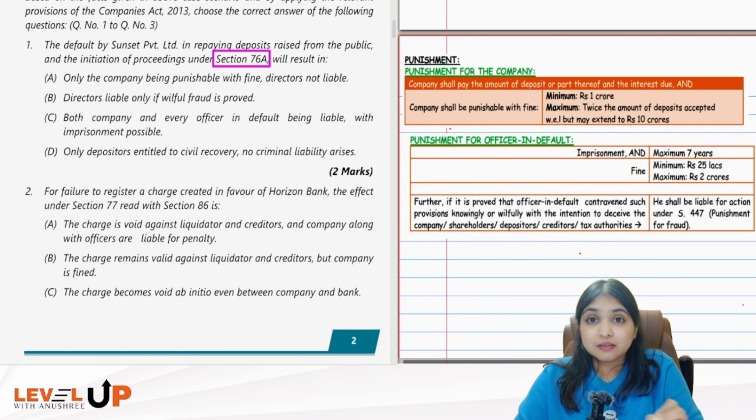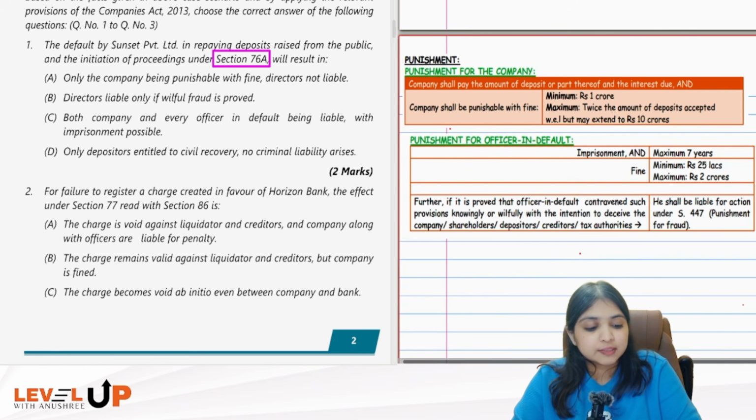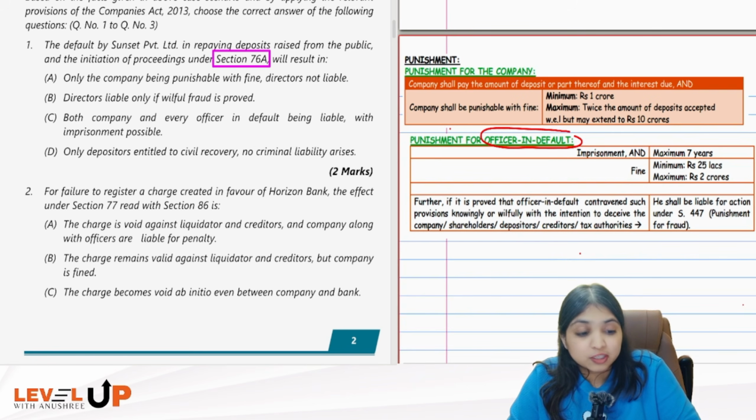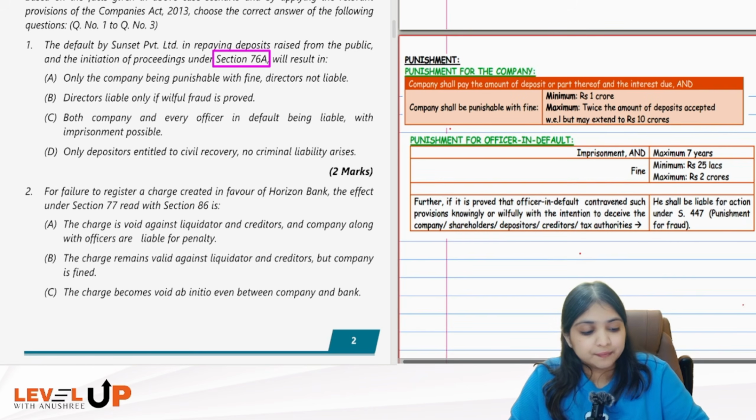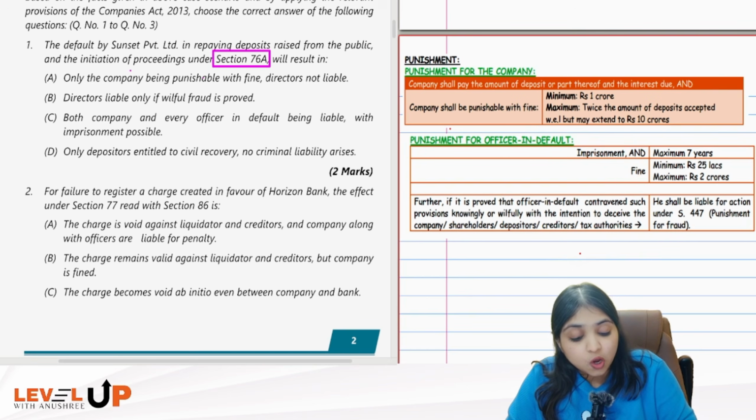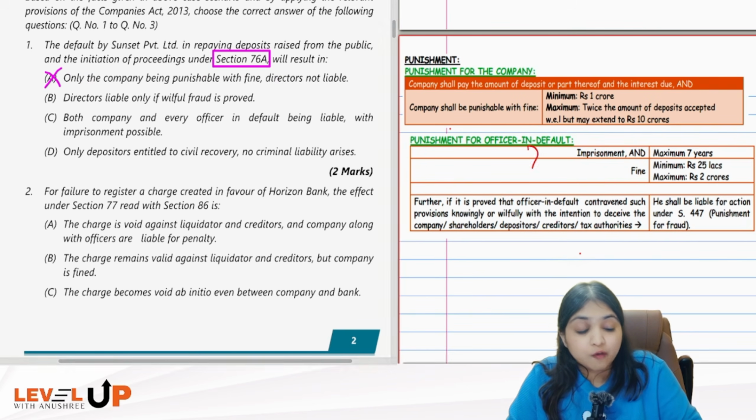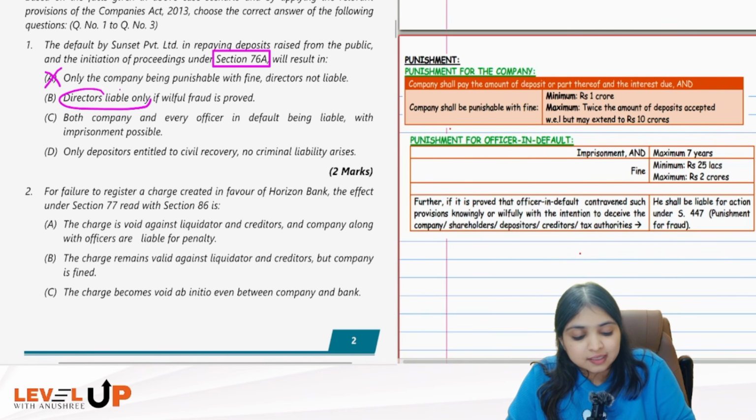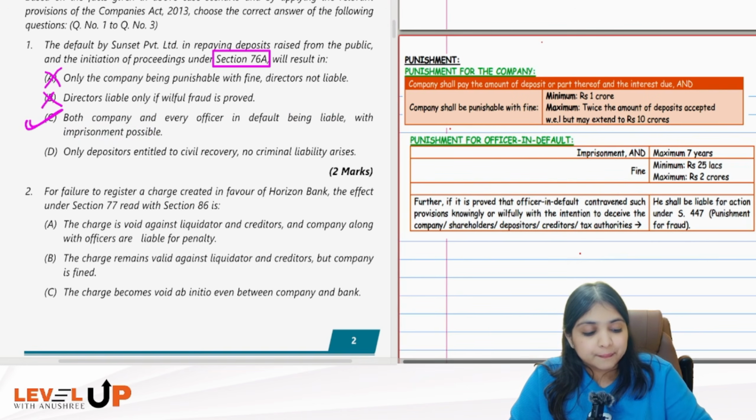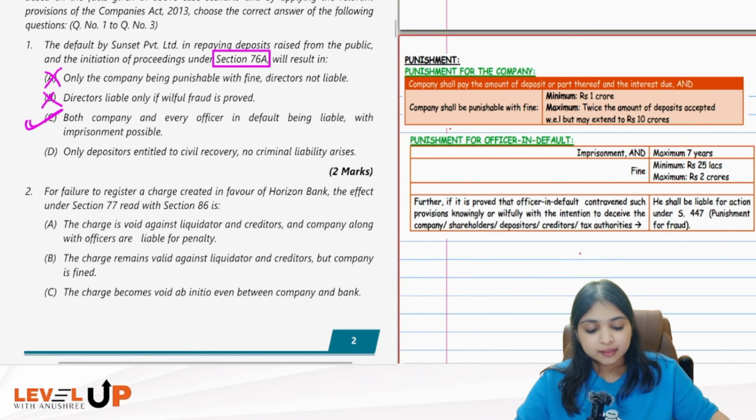So in case it's a violation with respect to the deposit provisions, the company is also punished. Officer in default is also punished. Company is punished with fine. Officer in default is punished with imprisonment and fine. Now see what is the question saying. Only the company is punishable with fine. Directors are not liable. Wrong, guys. Officers in default are also punished. Then directors liable only if willful fraud is proved. No. Both company and every officer in default being liable with imprisonment possible. Option C. So company also, officer in default also, both are punished and imprisonment is also possible. Okay, that's your first question.